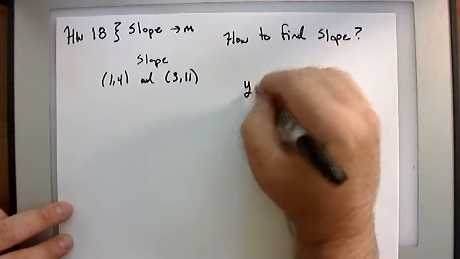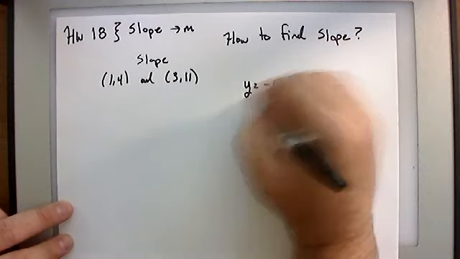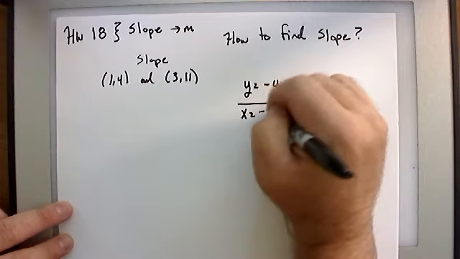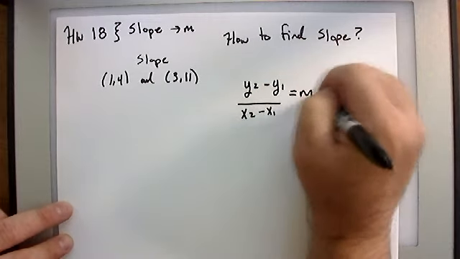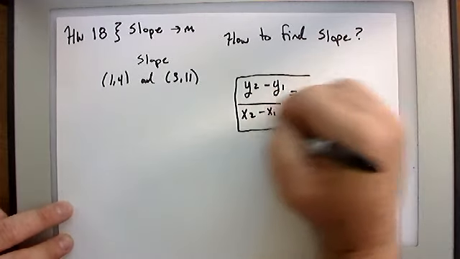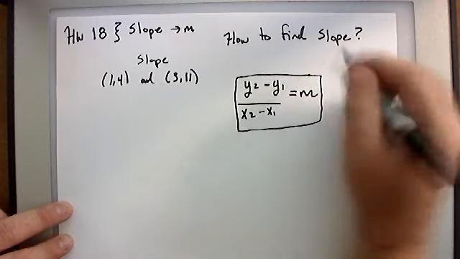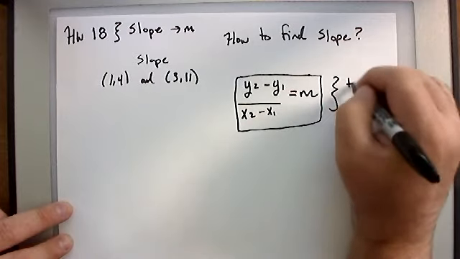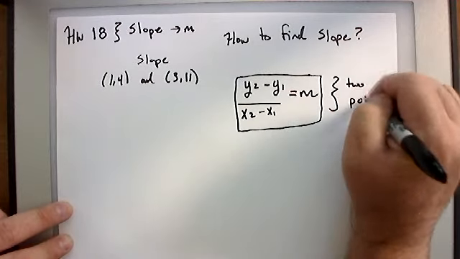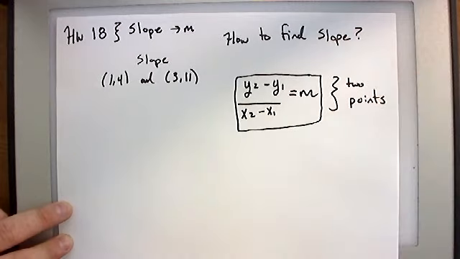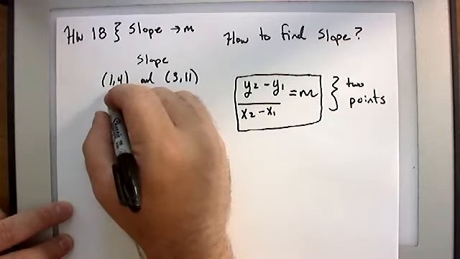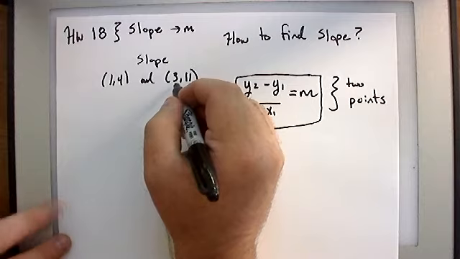There's a formula, y2 minus y1 over x2 minus x1. And that is the formula for slope. You will need to know this for the exam. Go ahead and make note of that. And this is from 2 points. I'll explain what it means in just a second. This is how to find slope from 2 points, okay? 2 points being (1, 4) in this case and (3, 11) in the other case, right?